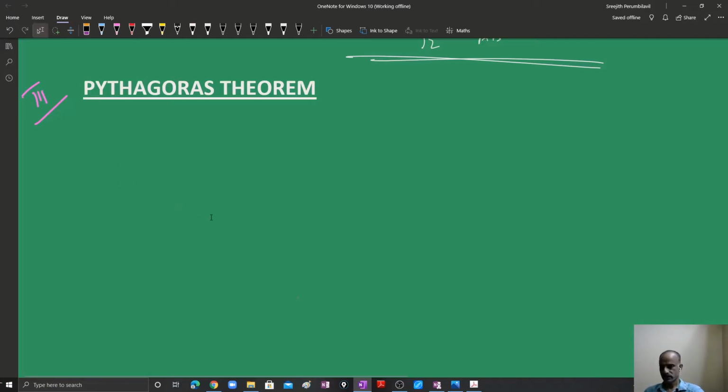What is Pythagoras theorem? We all know Pythagoras theorem, right? Pythagoras theorem says that in a right triangle, the square of the hypotenuse is equal to the sum of the squares of the other 2 sides. What does that mean?